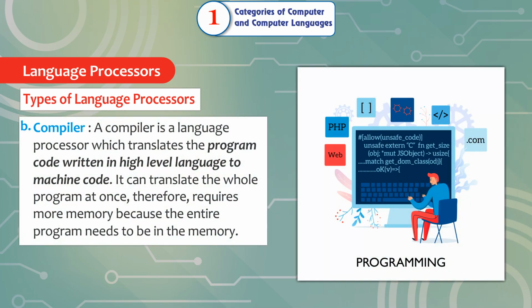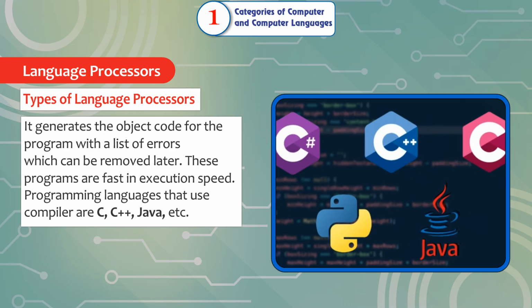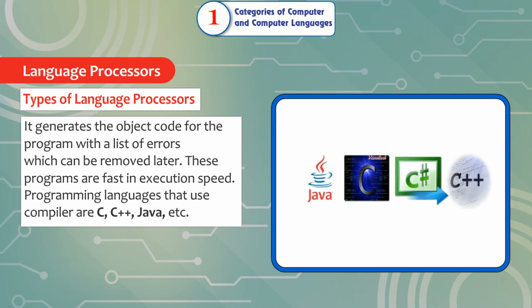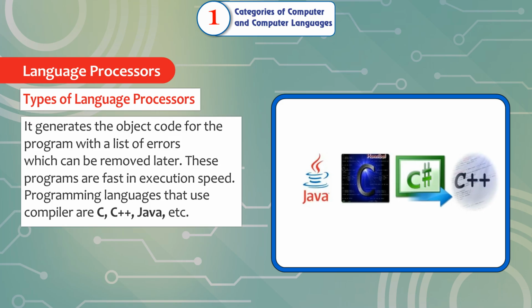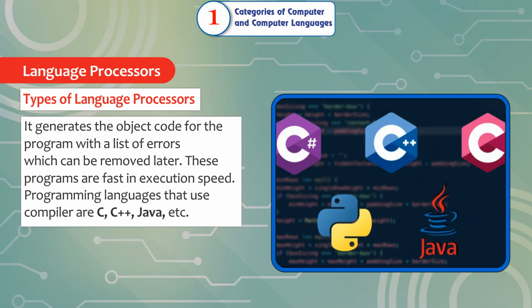B, Compiler. A compiler is a language processor which translates the program code written in high-level language to machine code. It can translate the whole program at once, therefore requires more memory because the entire program needs to be in the memory. It generates the object code for the program with a list of errors which can be removed later. These programs are fast in execution speed. Programming languages that use a compiler are C, Java, etc.